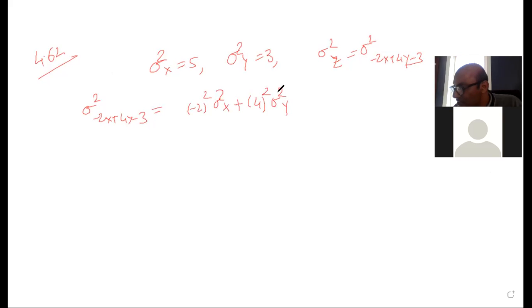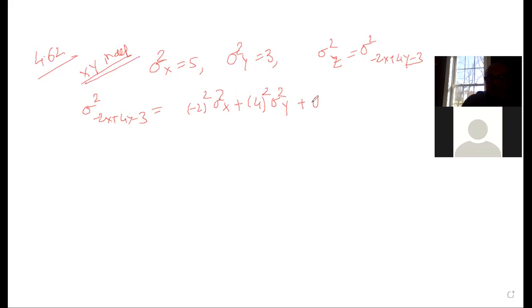Is there anything else mentioned over here? X and Y are independent random variables. Guys, independent, X and Y are independent. It's mentioned. That means you don't have to go further. This term is 0, nothing else is over there. So 4 times sigma square is 5, and 16 times 3. So here it is 20 and 48, and here it is 68. So that is equal to 68 hours.